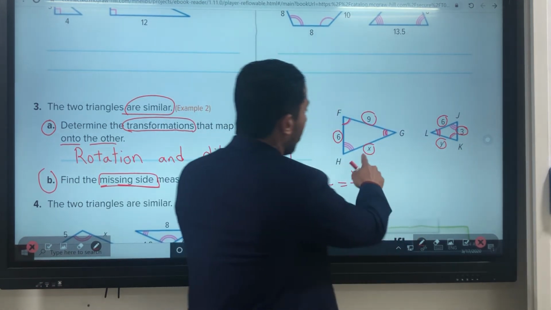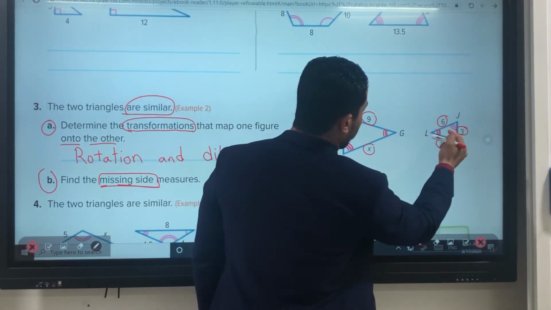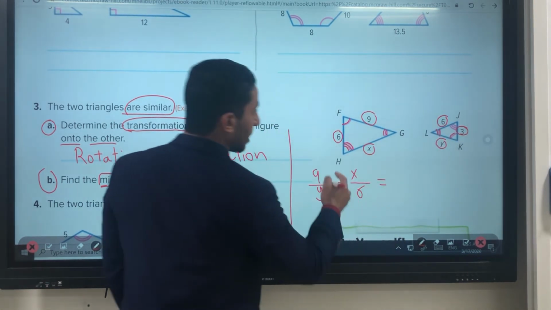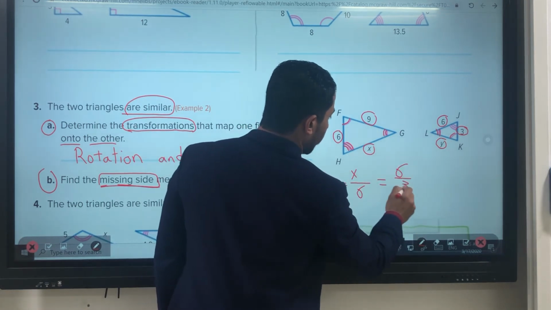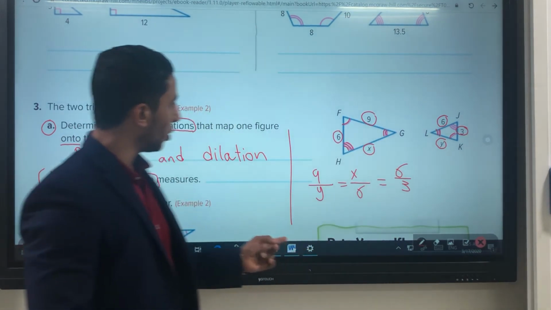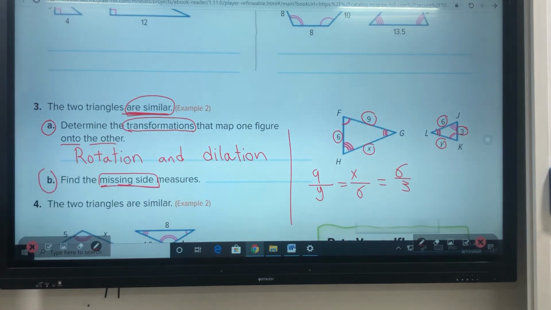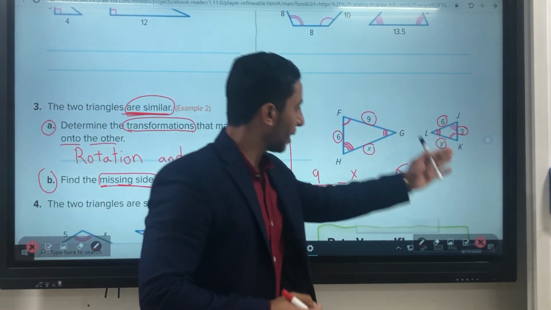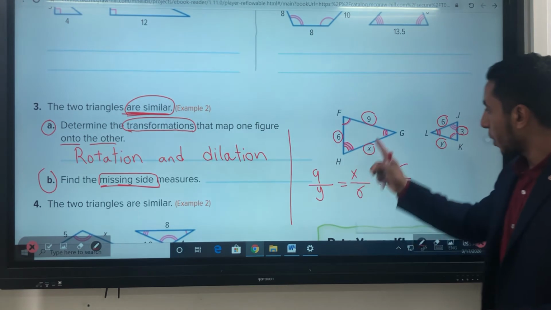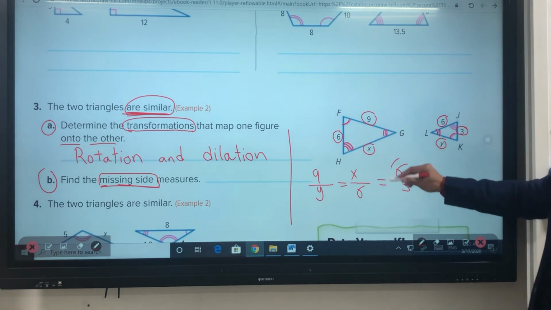x over what? Follow the matching marks. Here 2 marks and here 3. So 2 with 3. So x with 6. And final is 6 over 3. Why did you write all these fractions? Because he tells us they are similar. Again, we have two similar triangles. So you have permission to write the fractions. So 9 over y, x over 6, and 6 over 3. This is a full ratio as you can see here.